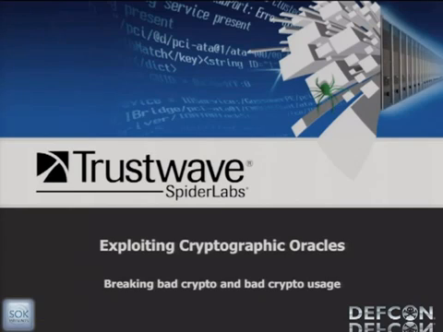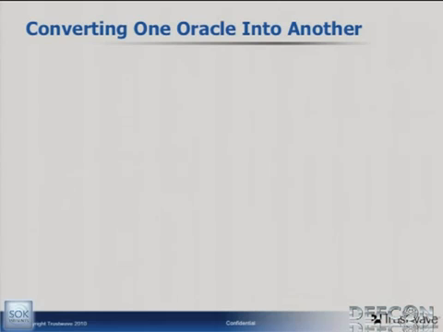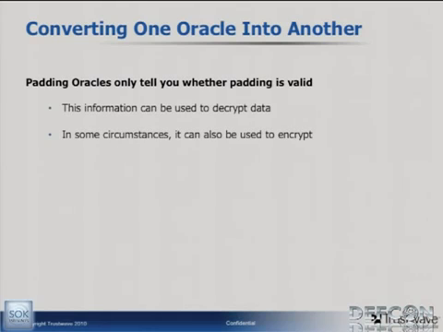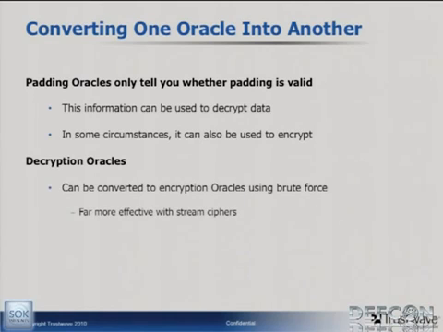So let's talk a little bit more about exploiting these crypto oracles. To convert one oracle into another, most of this involves brute forcing. We talked about padding oracles and using them to decrypt and encrypt data. Decryption oracles can be converted to encryption oracles. The idea is that you just brute force guess a whole bunch of ciphertext until it decrypts to what you want it to. That way you have the plain text you want, and your input is really what you're looking for.